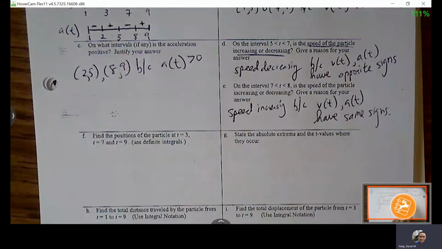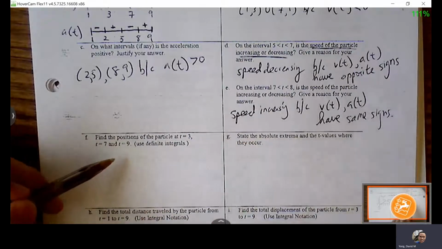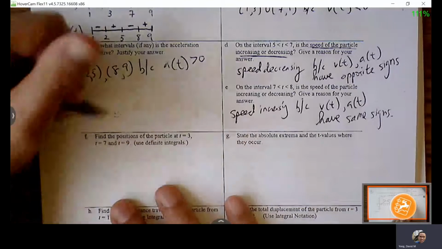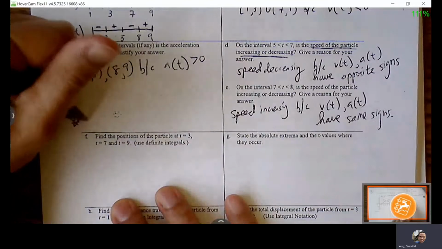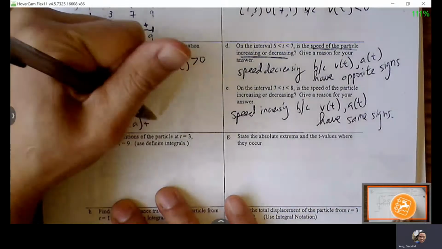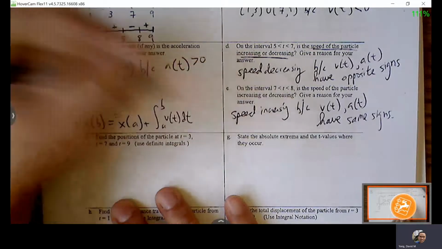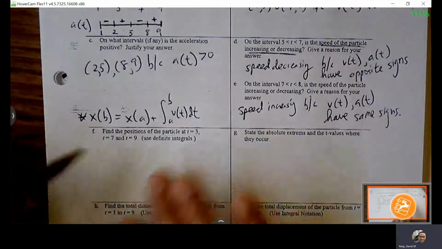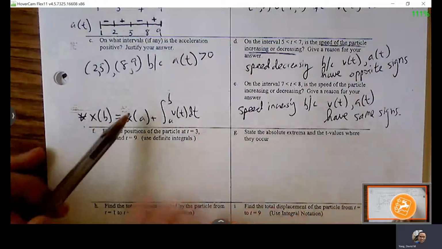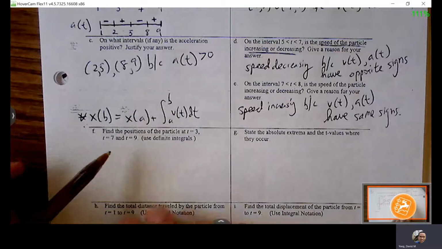Okay, find the position of the particle at t equals 3. So now we're looking at a specific location. We know position involves the antiderivative, but this is specifically involving the formula here. Final position is equal to initial position plus displacement. So if I want to find any position, I need to have a starting location plus however much progress I made in that interval. Okay, so look at what's given to us.